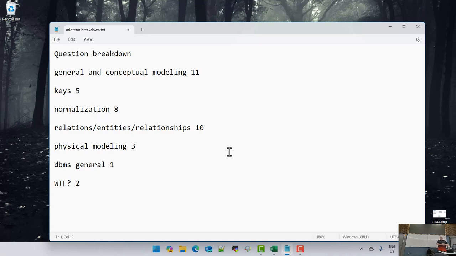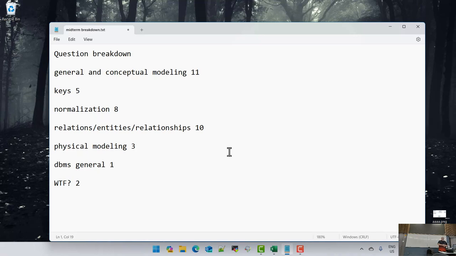Five questions on keys, basically primary keys, surrogate keys, foreign keys. Do you understand what those are? Normalization, 8 questions. 3 questions are literally the definition of normalization, the 3 types of, like, 1, 2, 3. Know the definitions, you'll do fine.